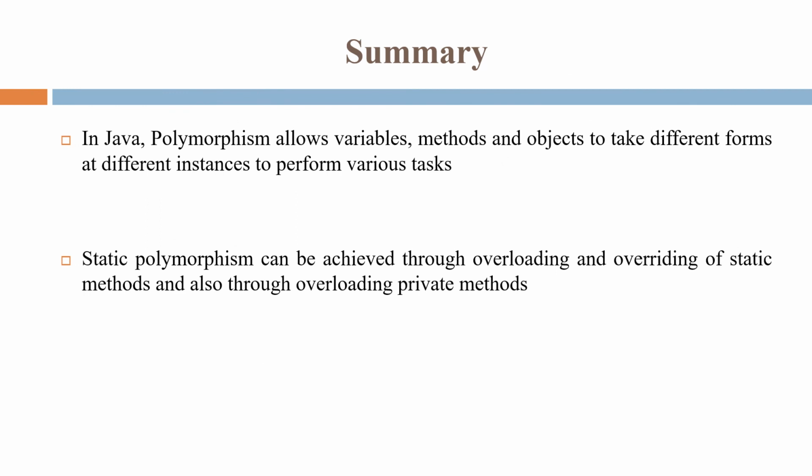Let me briefly summarize what we have learned in this lecture. In Java, polymorphism allows variables, methods, and objects to take different forms at different instances to perform various tasks. Static polymorphism can be achieved through overloading and overriding of static methods, as well as through overloading private methods. These are the important points we have learned in this lecture.